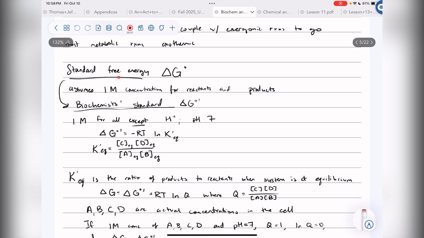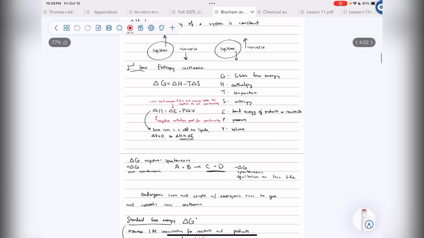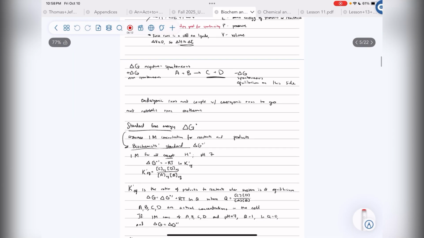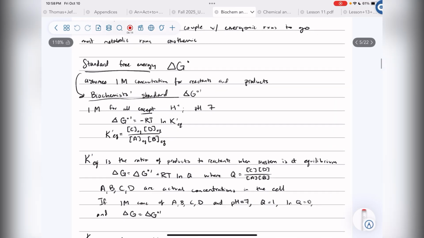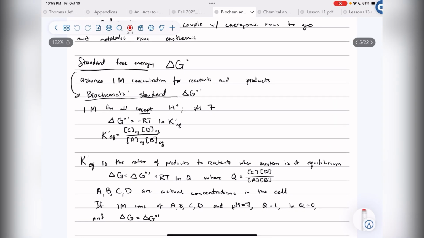Okay. Standard free energy, delta G standard. This one assumes 1 molar concentration for reactants and products. That's just to keep it standardized across all the different reactions. And then biochemists have their own standard.